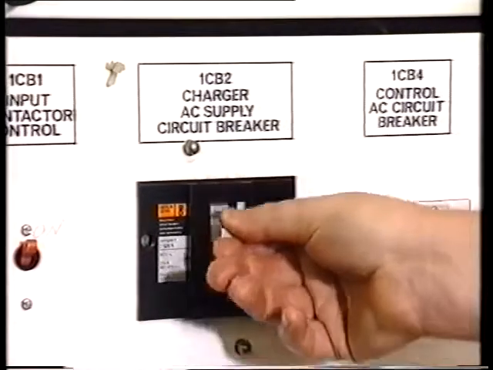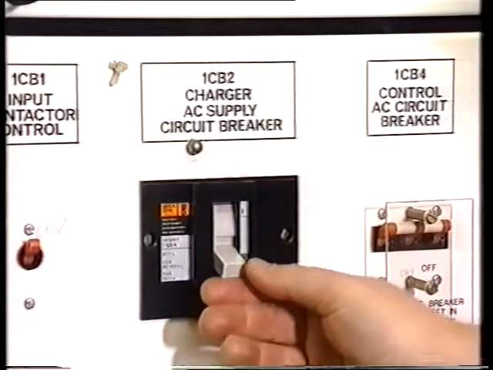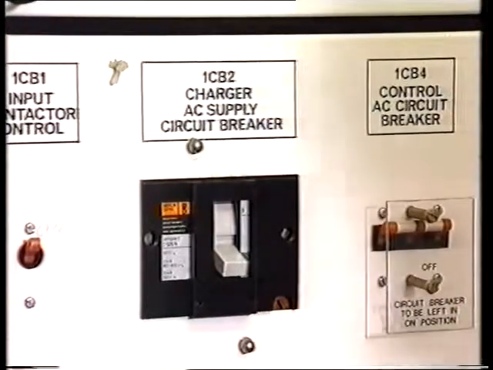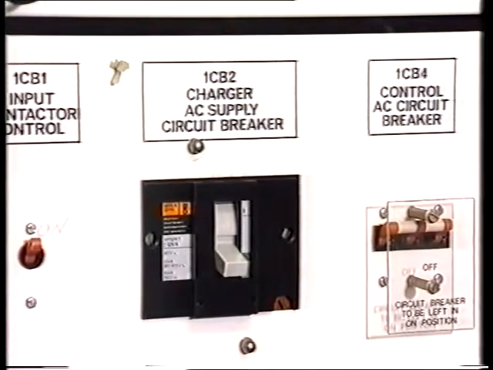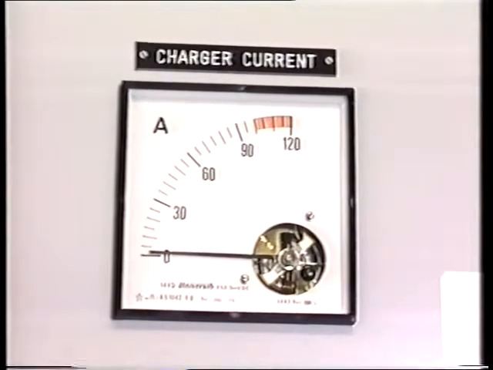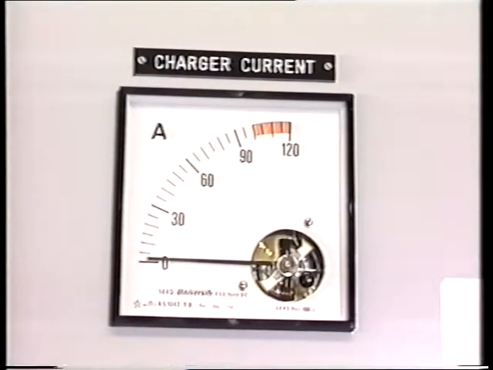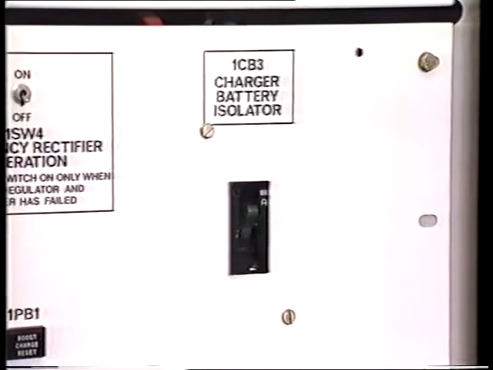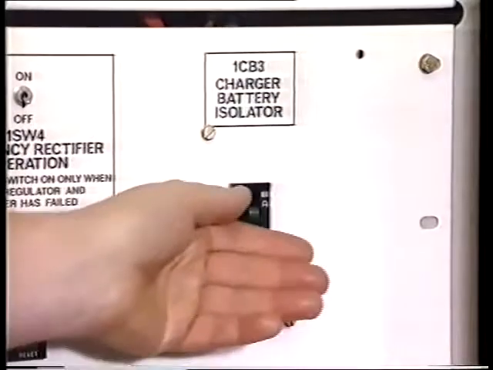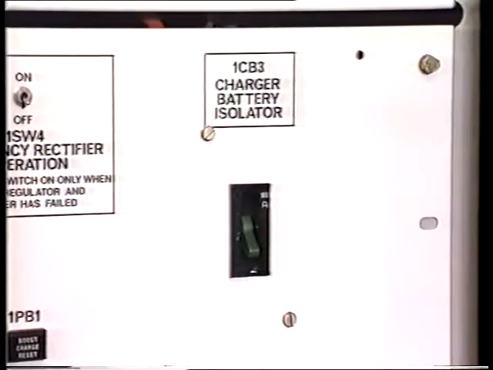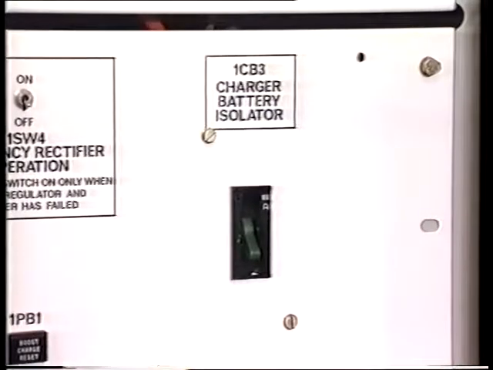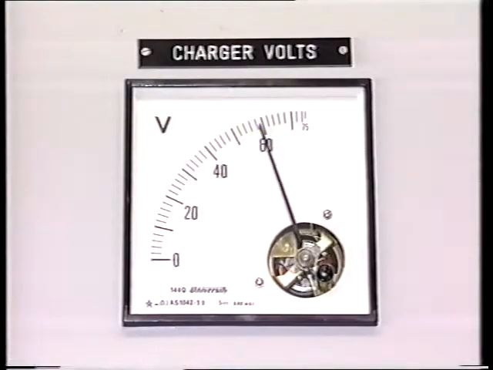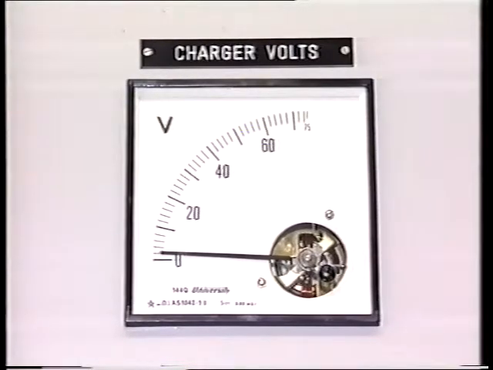Step 3. Switch off the charger AC supply circuit breaker 1CB2. The charger current meter should display 0 output current. Step 4. Switch off the charger battery isolator 1CB3. The charger voltmeter should display 0 output voltage.